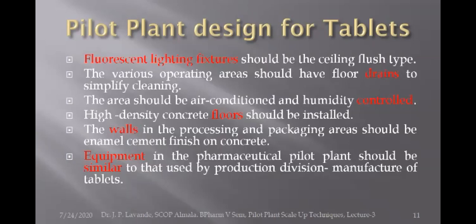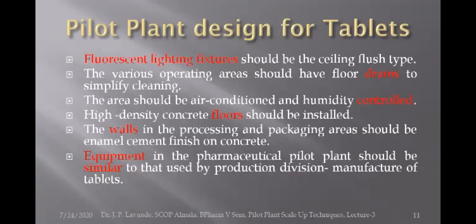In that, the very first one is the fluorescent light fixtures, which should be the ceiling flush type. They should be mounted onto the ceiling. The various operating areas should have floor drains to simplify cleaning. At the corner, there should be a drainage system in the floor so that the cleaning becomes easy.